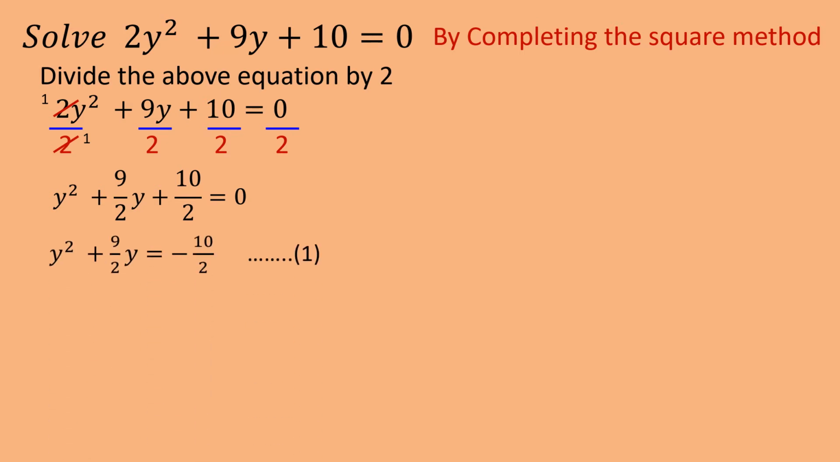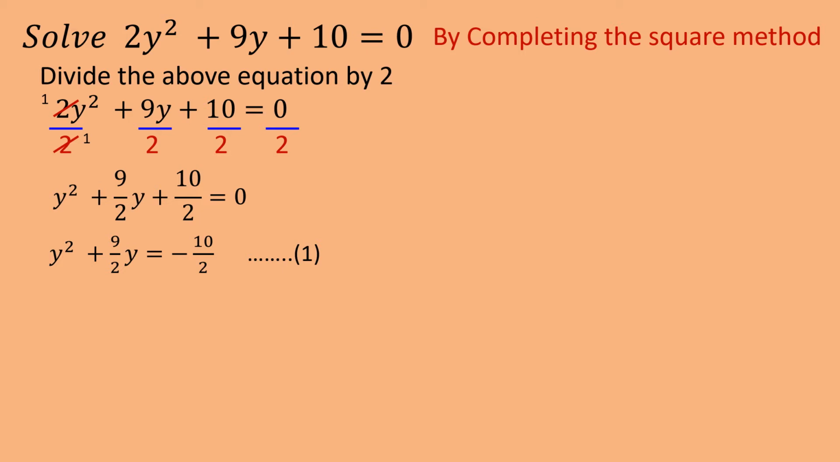So now I will convert it. See here, the constant term I have transferred to the right side of the equation. So you will find that the left hand side of the equation is missing the constant term. The constant term which was old, that is plus 10 upon 2, has been transferred to the right side. So your new equation is y square plus 9 upon 2y equals to minus 10 upon 2. That means on the left hand side we don't have the constant term. That equation we have taken as 1.